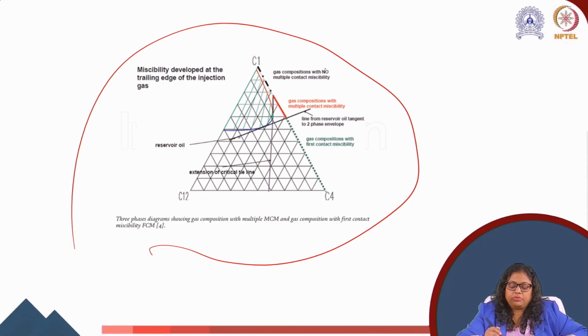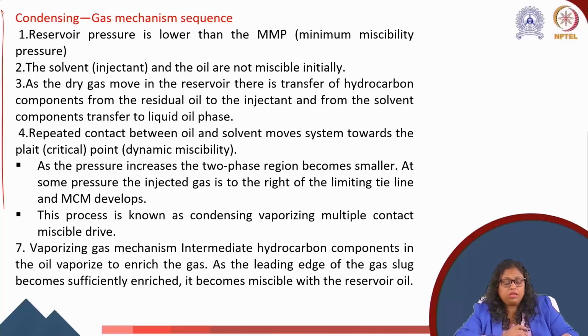So this is the figure we are talking about. Here, gas composition with no miscibility, then gas composition with multiple miscibility, then the line. Let's understand this. Here we are talking about the condensing gas mechanism sequence. The reservoir pressure is lower than the MMP. So when the reservoir pressure is lower than your MMP, the solvent or injectant and the oil are not miscible initially.